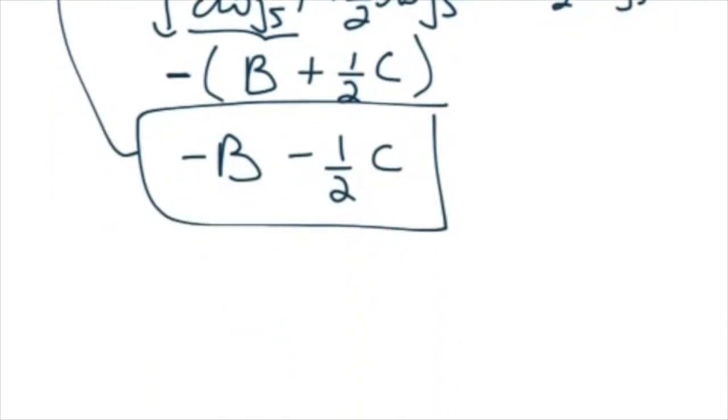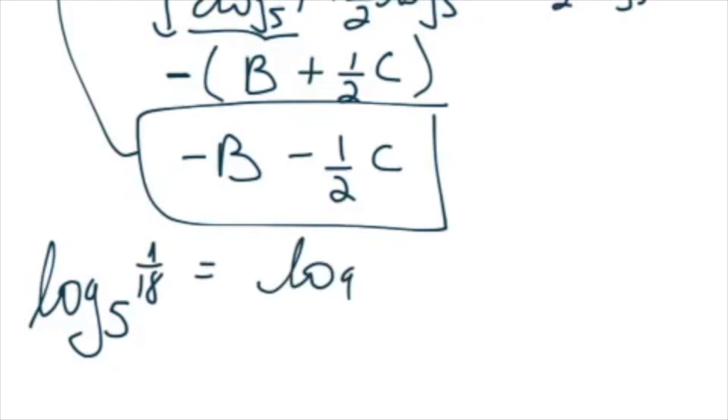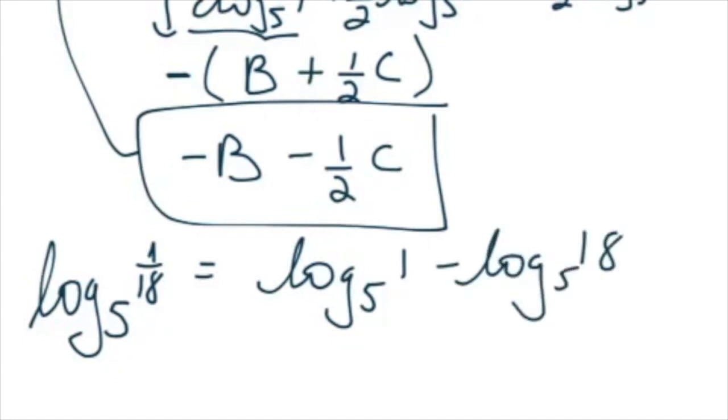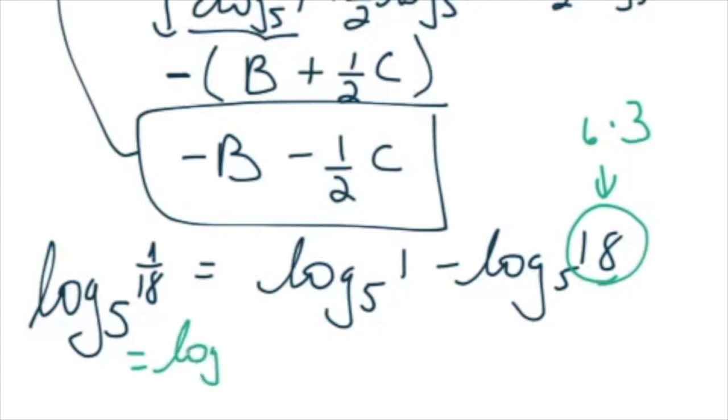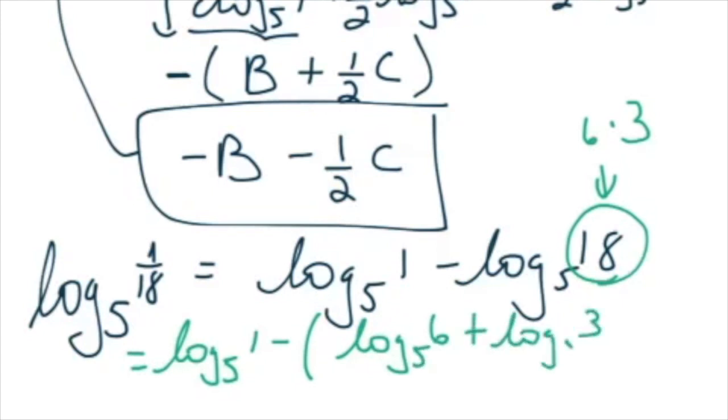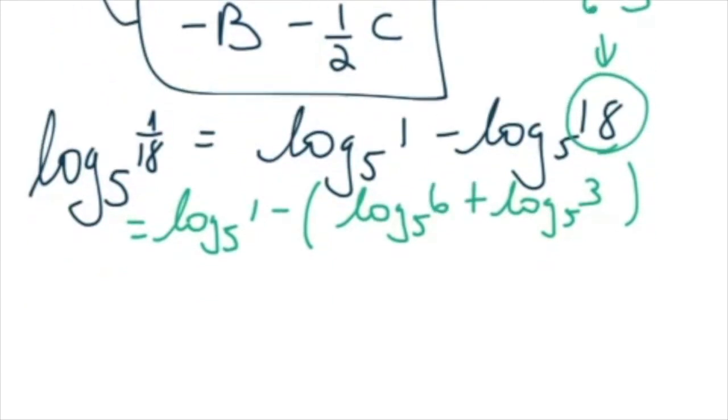Now, I'm not sure, but some of you might have actually thought of 2 other numbers that you could multiply together to get 18. Any thoughts there? So if I have the log of 1 minus the log of 18 base 5, well, 18 is also 6 times 3. So I could have actually even rewritten this as a log of 1 base 5 minus the log of 6 base 5 plus the log of 3 base 5. Notice I put the minus out front, right? I'm subtracting all of what's inside that parentheses, the 6 and the 3 terms.